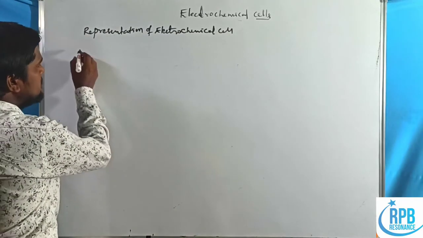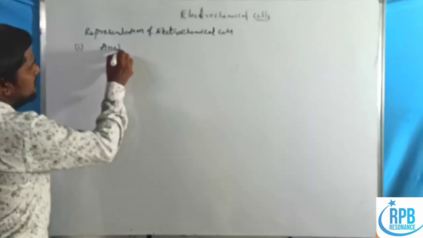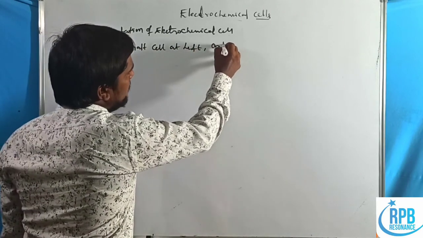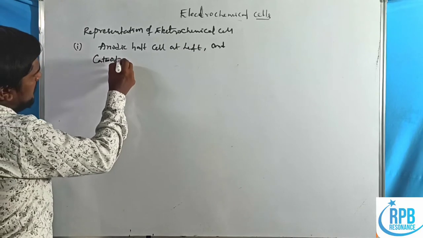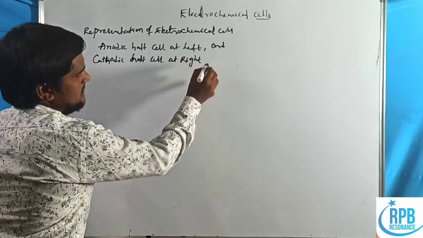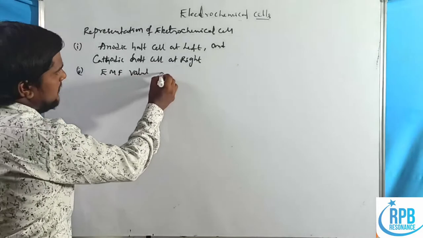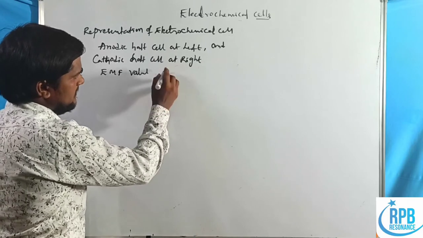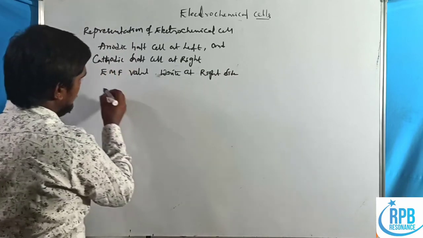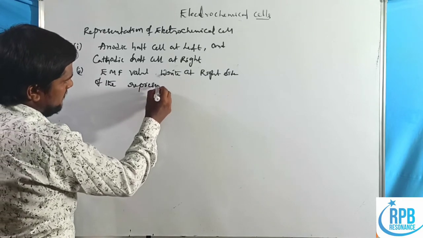So simply, the first rule of the representation of an electrochemical cell is to write the anodic half cell at left and the cathodic half cell at right. Now the second point is, the electrode EMF value is written at the right side of the electrochemical representation.